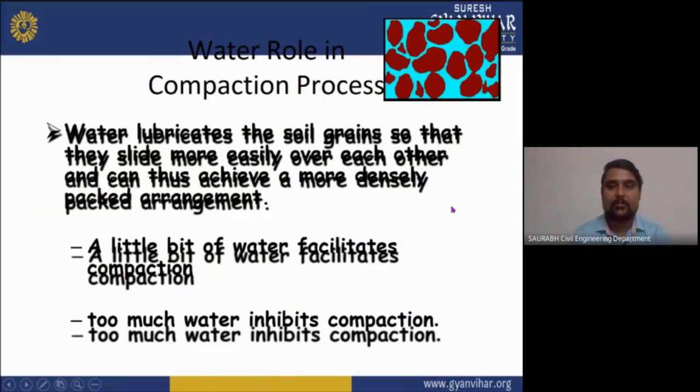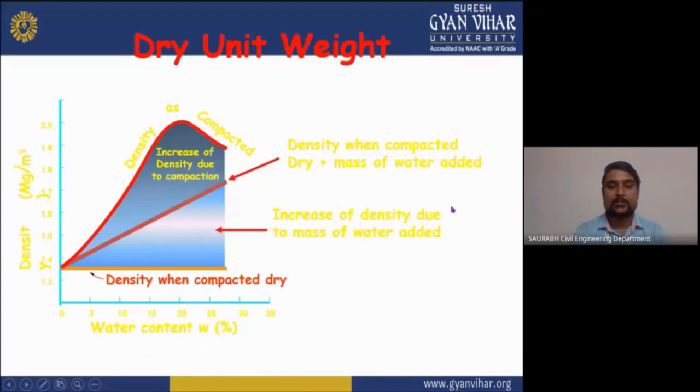And now we will see the role of water in the compaction process. Water lubricates the soil grains so that they slide more easily over each other and can thus achieve a more densely packed arrangement. A little bit of water facilitates compaction. Too much water inhibits compaction. As you can see here, this is your dry unit weight graph, where we have to use the soil and determine the density.